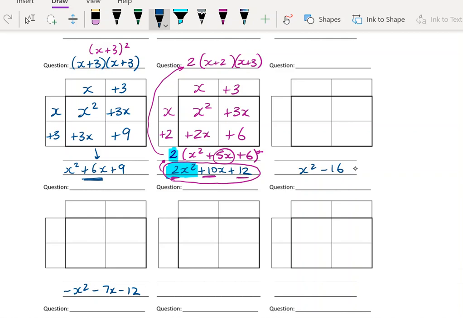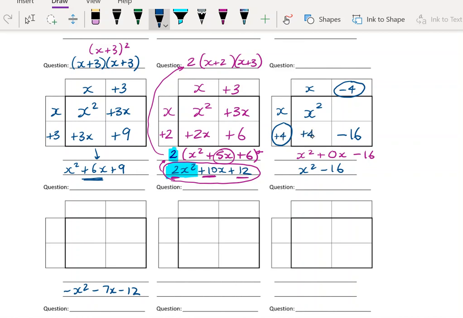Next question. Looks a bit weird. There's no x term in the middle. But let's see how we go, just starting off as normal. So we've got x squared here, which tells us we've got x and x. We've got a minus 16 here. So we are now looking to get two numbers which multiply to give negative 16, and what they actually have to add to give is 0, because I could have rewritten this question as x squared plus no lots of x minus 16. Now the only way to get two numbers that multiply to give negative 16 and add to give 0 is to have a minus 4 and a plus 4.